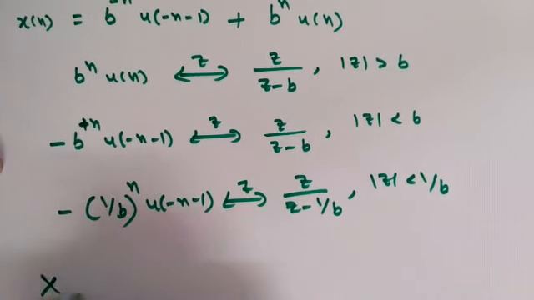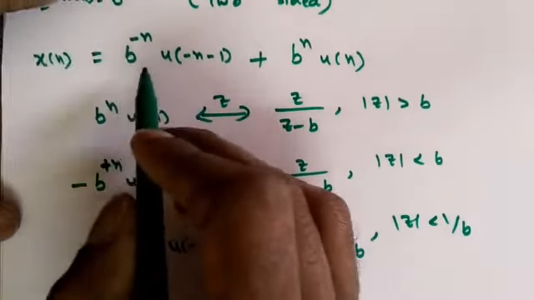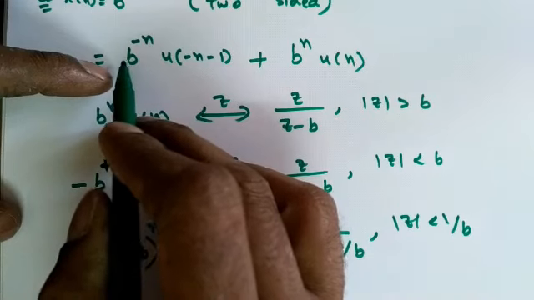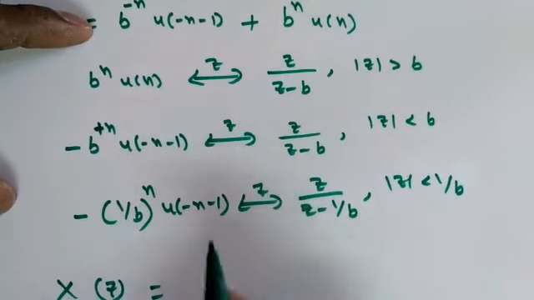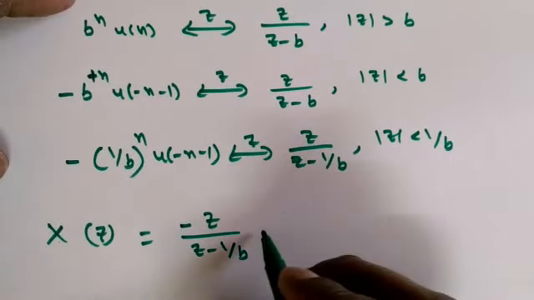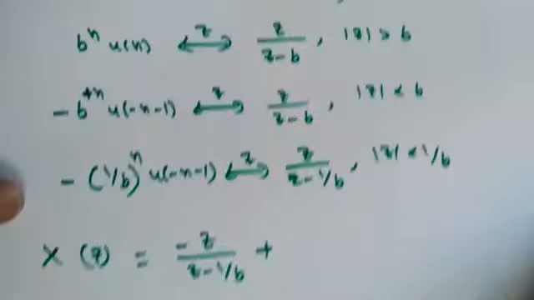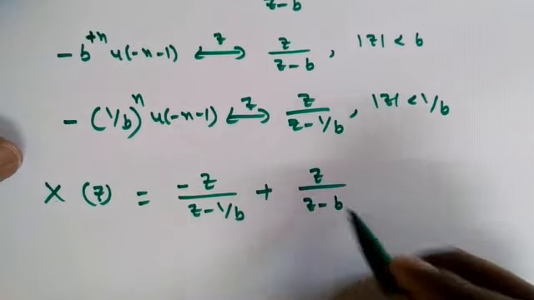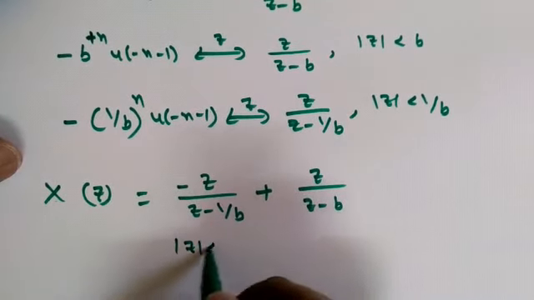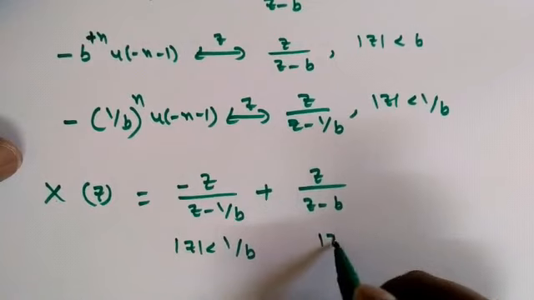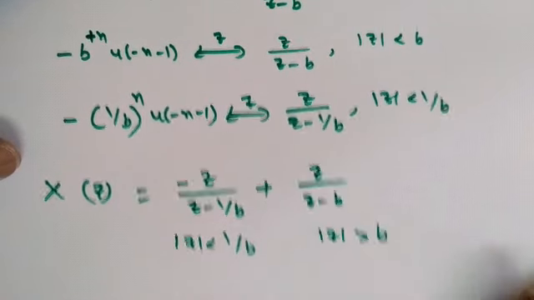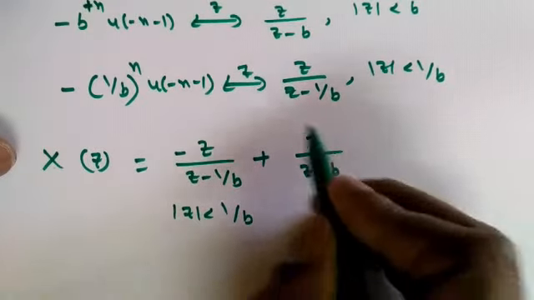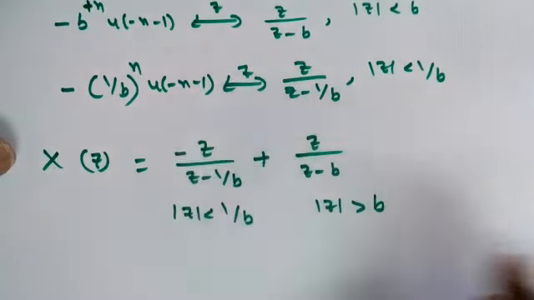So what is the final X of z? Now see, x of n does not have a minus, so in the z transform we'll get a minus. So minus of z by z minus 1 by b as one value, plus the second term as it is, z by z minus b. So in this case mod z is less than 1 by b, in this case mod z is greater than b.